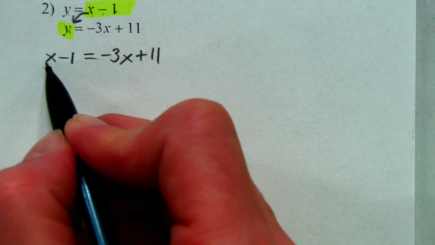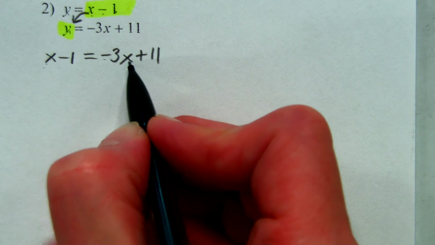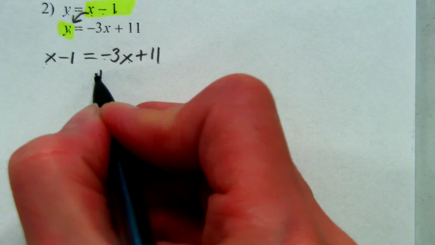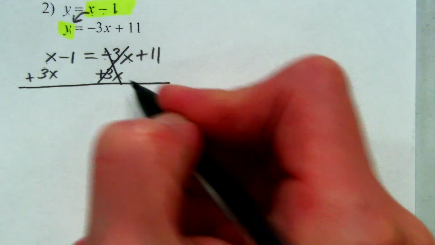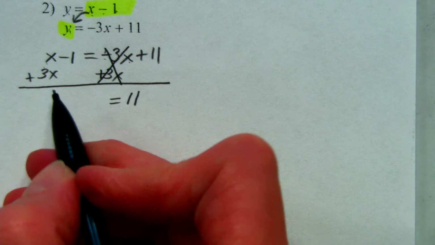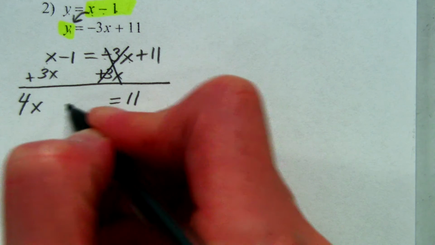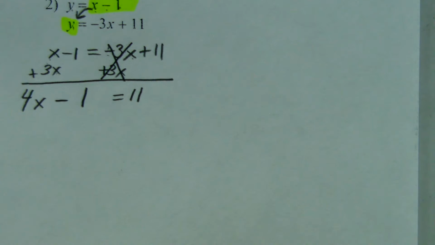I have a positive x here that I could subtract, or I have a negative 3x over here that I could add. Whenever you can choose adding over subtracting, I feel like we make fewer math errors, so that's what I'm going to do. And that gets rid of the negative 3x over here and just leaves an 11. On this side, I have x plus 3x, so that'll make 4x minus 1, and then it equals 11. And we can just keep solving.